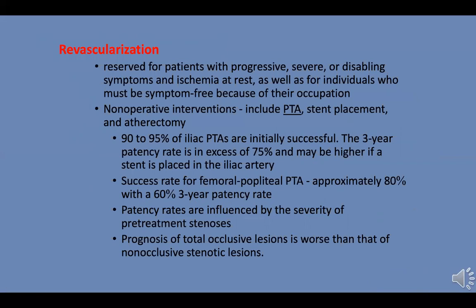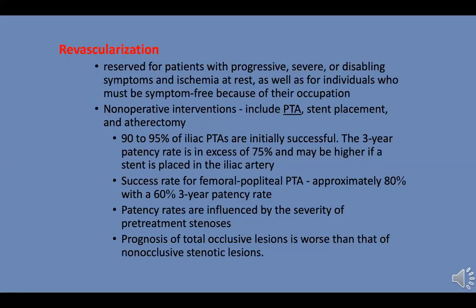Revascularization is reserved for patients with progressive, severe, or disabling symptoms and ischemia at rest, as well as for individuals who must be symptom-free because of their occupation. Non-operative interventions include percutaneous transluminal angioplasty with stent placement or atherectomy.